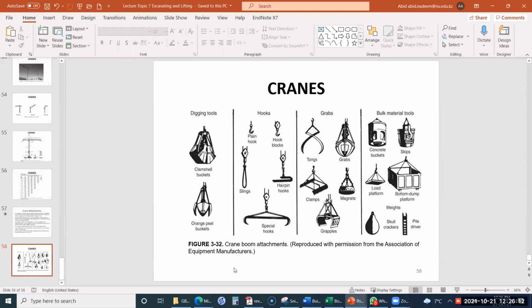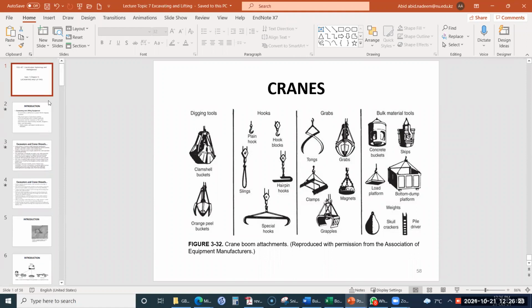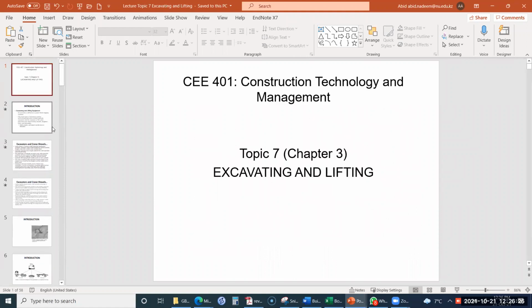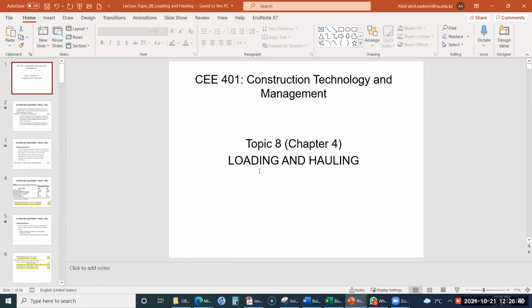Okay, so with this, this topic is completed. In this topic, we have covered various types of excavating and lifting equipment. Our next topic, which we are going to start now, will be topic number 8, which is loading and hauling equipment. Okay, so we can start this topic now. Do you have any questions?